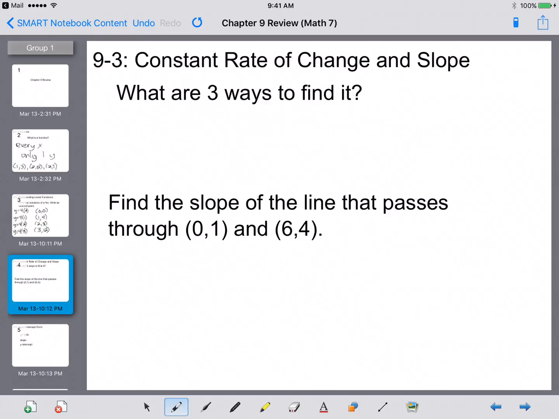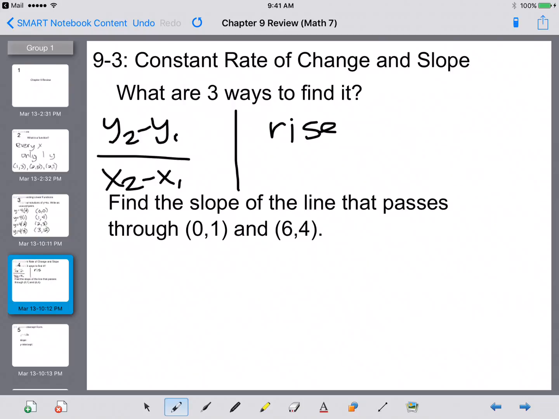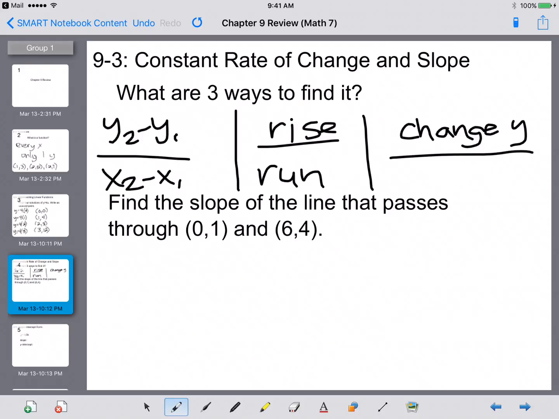Here, constant rate of change and slope. What are 3 ways to find it? Hint, hint, it's up on the board. One way is your y2 minus y1 over x2 minus x1. Also, you can do your rise over your run, or there's your change in y divided by your change in x. Those are all 3 ways you can look at figuring out your constant rate of change or your slope, and that will always work for you.